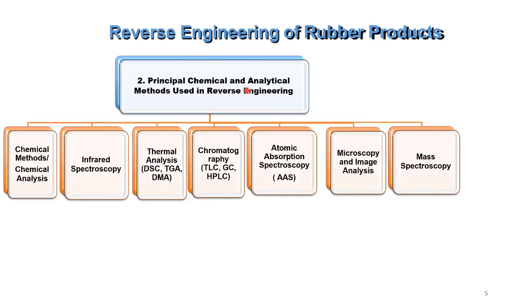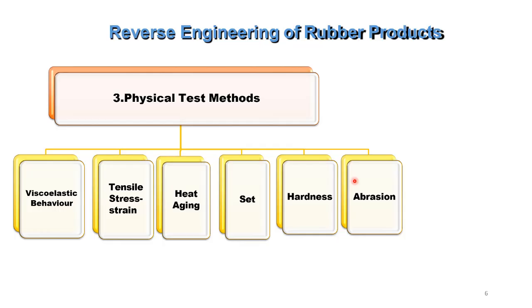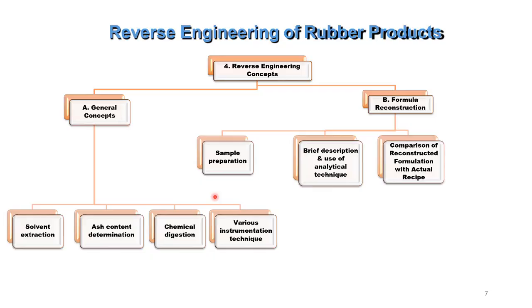Then the principal chemical and analytical methods used are chemical methods like chemical analysis, IR spectroscopy, thermal analysis such as DSC, TGA, DMA, chromatography techniques like thin layer chromatography, GC, HPLC, then atomic absorption spectroscopy, that is AAS, microscopy and image analysis, and mass spectroscopy, which is also very important. Then physical tests like viscoelastic behavior, tensile stress strength test, heat aging, set, hardness, and abrasion can also be done for reverse engineering purposes.